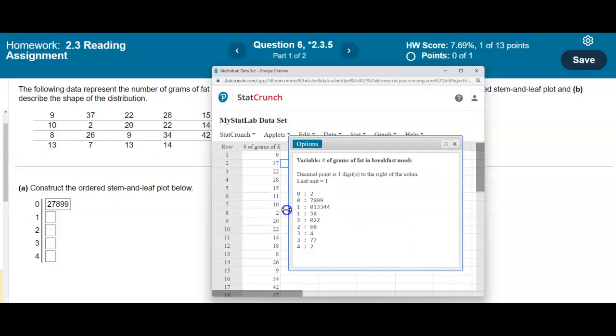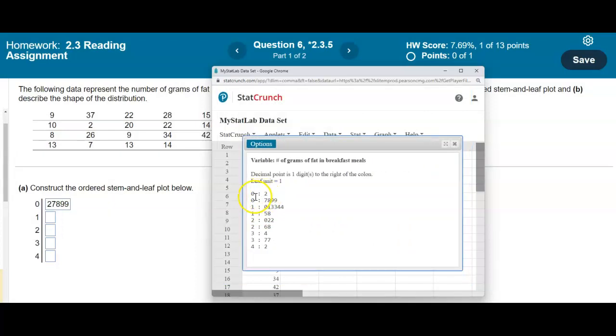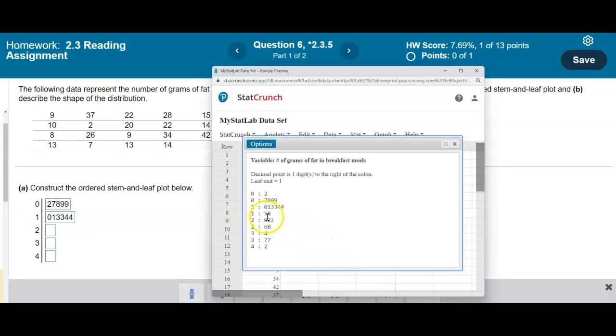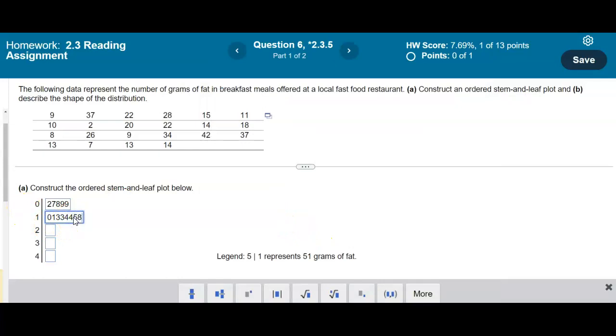Now I want you to notice that when it gives you the output, it gives you 0, 0, 1, 1, 2, 2, 3, 3, and 4. They just don't write them all on one line. So here we have 2, 7, 8, 9, 9. Then for 1, you're going to have 0, 1, 3, 3, 4, 4, because that represents 10, 11, 13, 13, 14, 14. And then the other one is 5 and 8, so that represents 15 and 18.